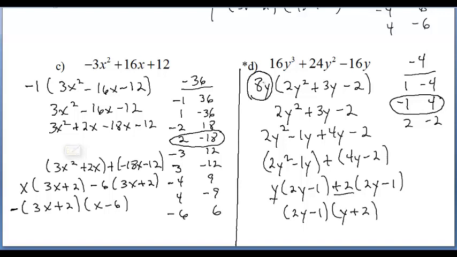And remember, whatever you factor out in that first step needs to go in front of your parentheses. So my final answer would be 8y times the quantity 2y minus 1 times the quantity y plus 2.